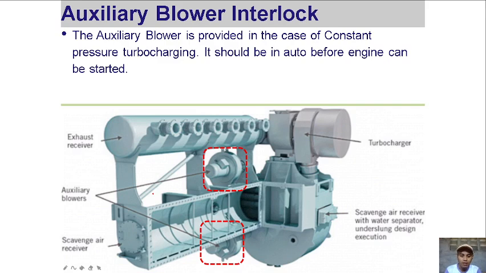Okay, auxiliary blower interlock. So the auxiliary blower is provided in the case of constant pressure turbocharging. So it should be in auto before the engine can be started. So pag hindi naka-auto yung dalawang auxiliary blowers, hindi pwedeng i-start yung makina. So that is an interlock for the engine. Kasi baka mag-start ka ng makina, wala pang hangin yung scavenge airspace mo kasi hindi pa tumatakbo yung blower mo, lalong-lalo na hindi pa tumatakbo yung turbocharger pag wala pang combustion or exhaust na lumalabas sa makina.